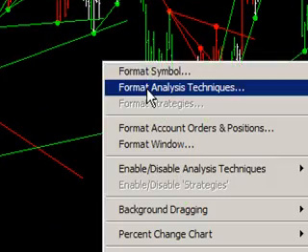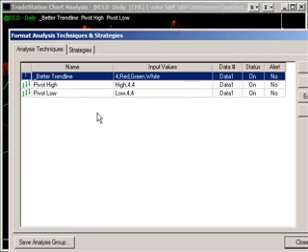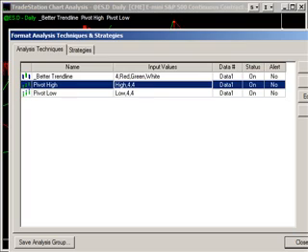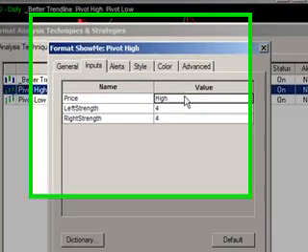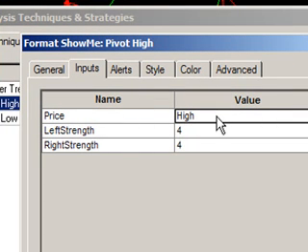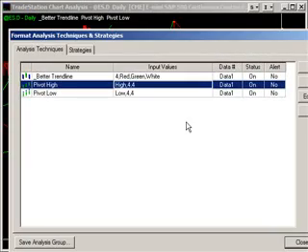Again, they're configurable. Right click, format analysis techniques, and the pivot highs and lows are set there. And if I look at the format of that pivot high, again the bar is set to a high. The left and the right strength are both set to 4 there. Now those are canned indicators that come out of TradeStation, so I just use those, no changes required.